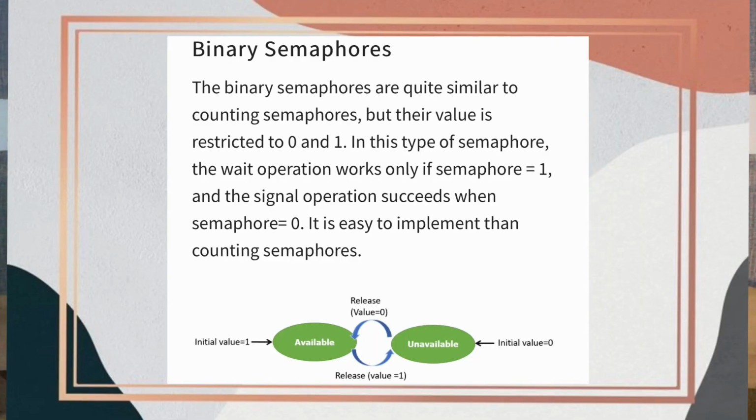While the binary semaphore is quite similar to counting semaphore, but its value is restricted to 0 and 1. So in this type of semaphore, the wait operation works only if the semaphore is equal to 1 and the signal operation succeeds when semaphore is equal to 0. So it is easy to implement down counting semaphores.